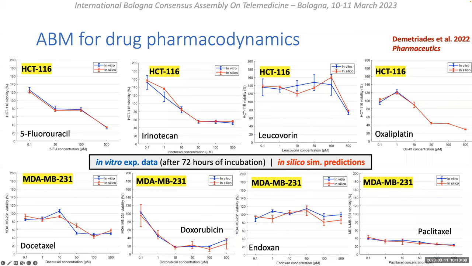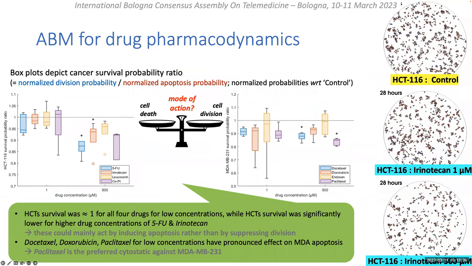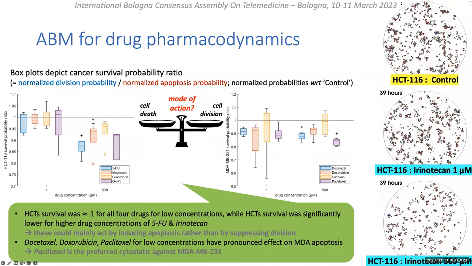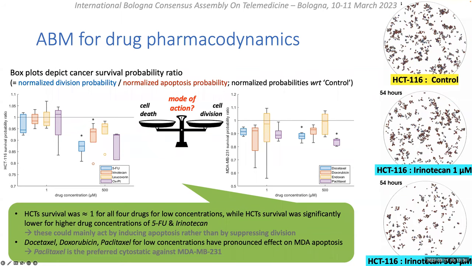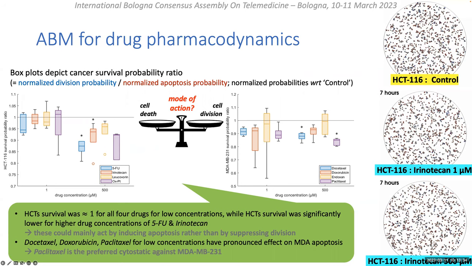So different drugs and at various concentrations were tested experimentally, the data of which were used to tune the ABM, the model. The cell viability results comparison between the in vitro and the in silico is shown in the line plots here, which demonstrate overall very good agreement. Subsequently, we calculated and plotted out the cell survival probability ratio, which is defined as the fraction of normalized division probability to normalized apoptosis probability, and we drew some interesting conclusions about the drug's mode of action here.